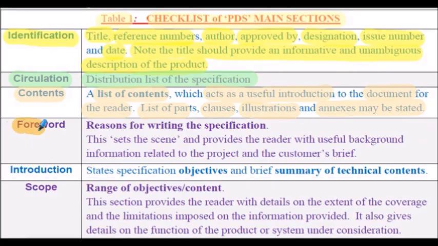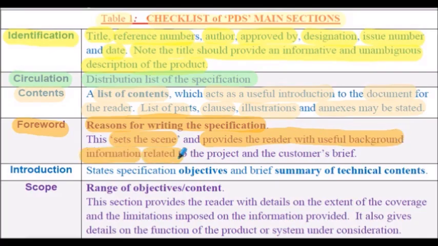The next section proposed is a foreword. This is reasons for writing the specification. This section essentially sets the scene and provides the reader with useful background information related to the project and the customer's design brief. Next we have an introduction. This states the specification objectives, purpose of the document, and can briefly summarize technical contents contained in the PDS.